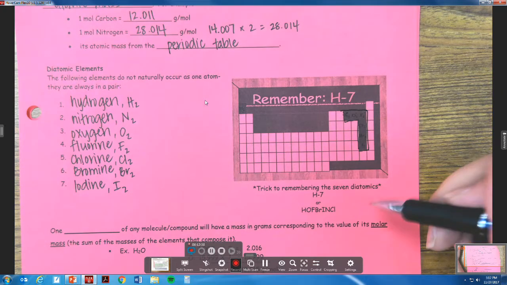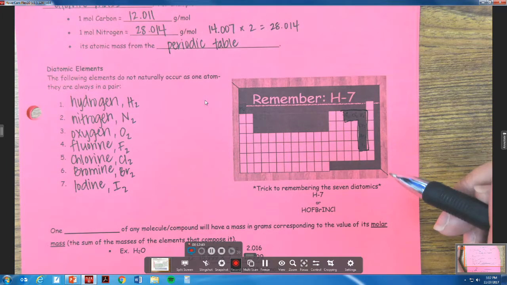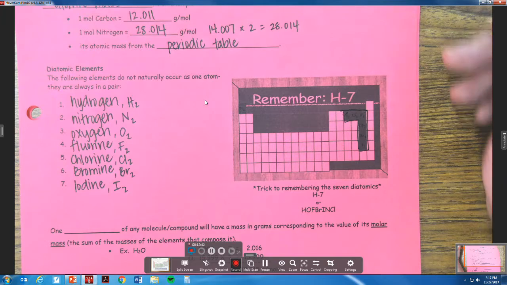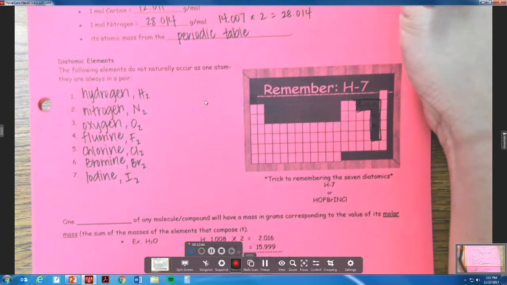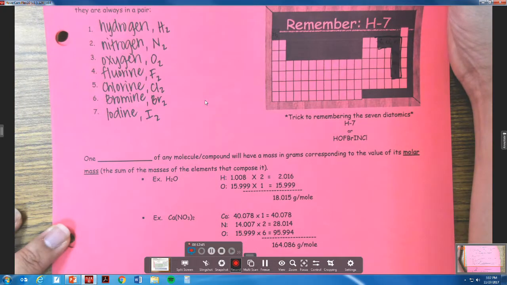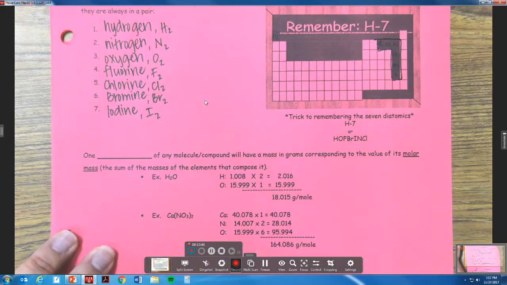You have to memorize these. You have to know these. They will not be given to you, so you have to remember and memorize what our diatomics are.